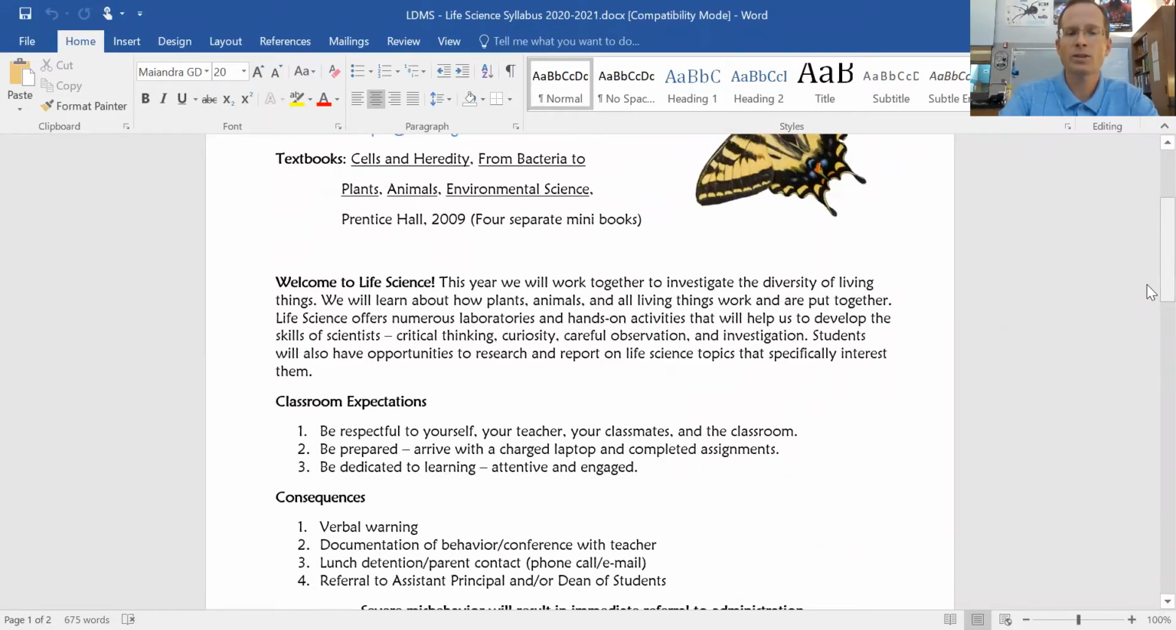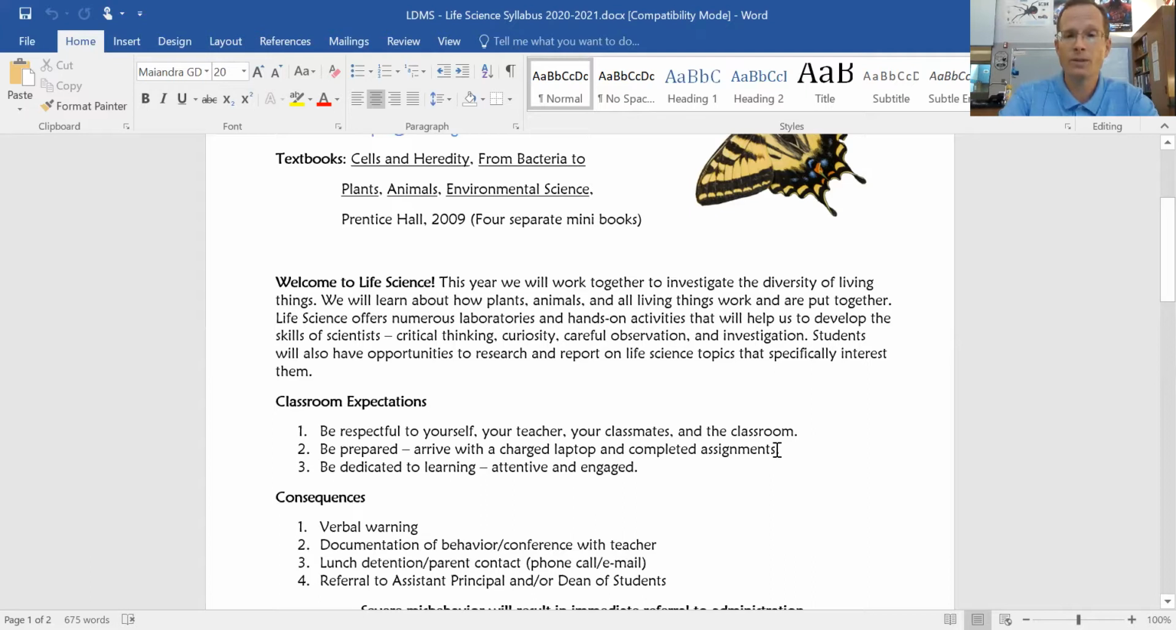Classroom expectations are probably similar to things you've heard from other teachers, mainly about being respectful, especially in new circumstances. We're going to be respectful and patient with one another and our classmates. A big one is preparation, making sure they've got their charged laptop and are completing assignments this year.